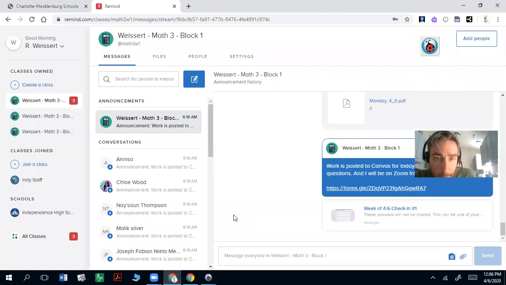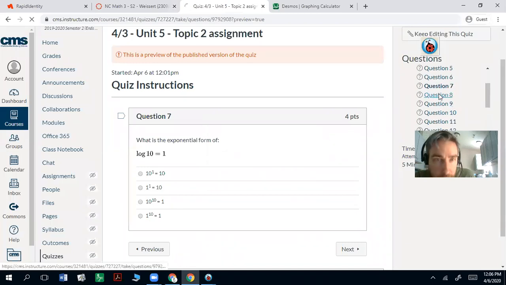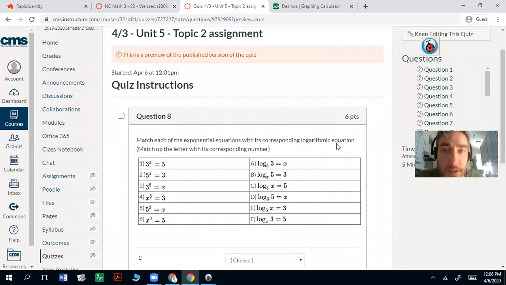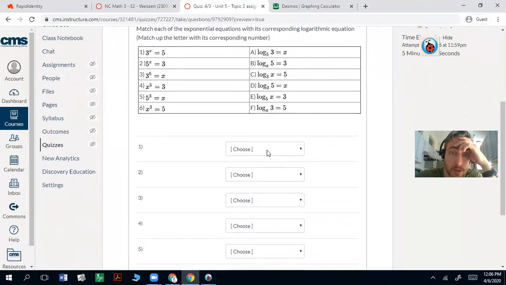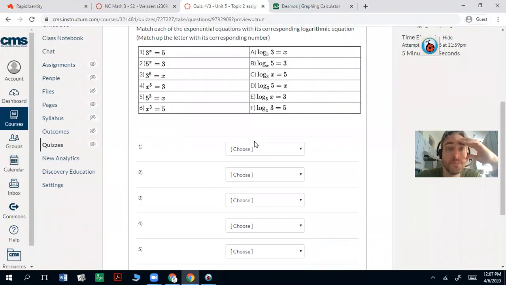All right, let's do a couple more. Let's see, 8. Ooh, 8's a big one. I can do a couple of these. So on this problem, I'm not going to write it out. I'm just going to kind of show you what's going on here. So it says match each of the exponential equations with its corresponding logarithmic equation. Match up the letter to its corresponding number. So you go down here and you're like, A, B, C, D, E, F, or whatever, and only one goes to each one. So 3 to the x power equals 5.